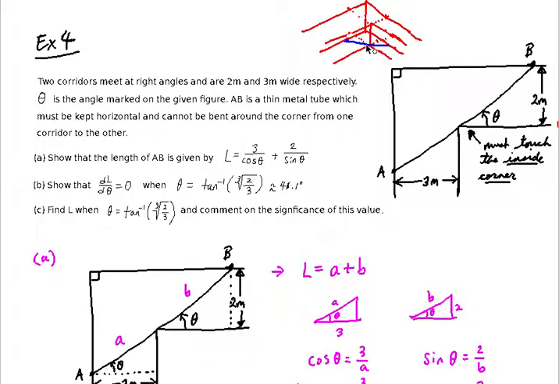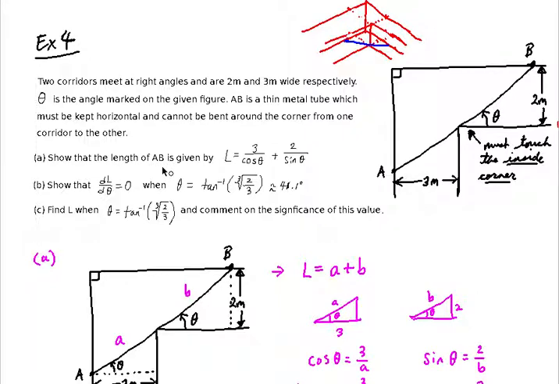If the thin metal tube has to be kept parallel to the floor at all times, it could be either flat on the floor up here, or you could keep it flat to the ceiling. But it would have to be touching this corner.